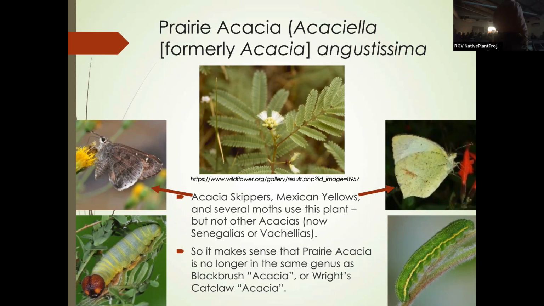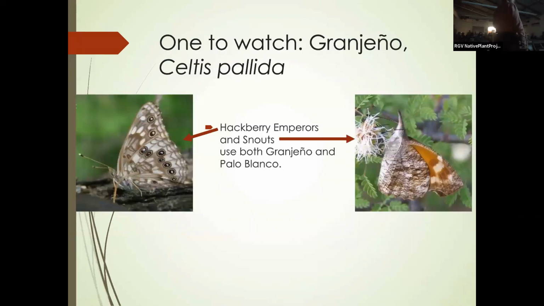And now we have Acaciella for the prairie acacia, and the others are in either Senegalia or Vachellia. But they're still Acacia to me because I'm too old. But I'm going to suggest one to watch. Now, I am not suggesting they change the genus. So don't get upset with me, Ken. I'm just saying that all these molecular workers may do so.